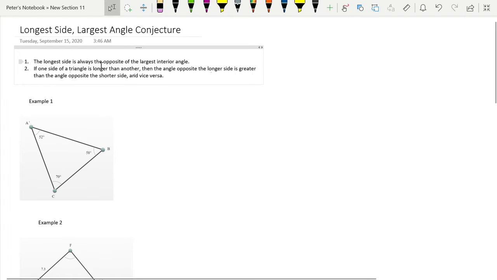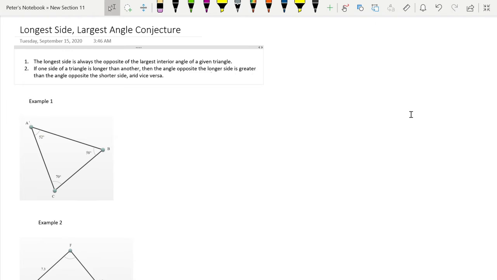Right. So it's simple, actually. All the conjecture is saying is that in a triangle, the longest side is always opposite the largest interior angle of a given triangle. So the longest side corresponds to the side opposite the largest interior angle, and vice versa.